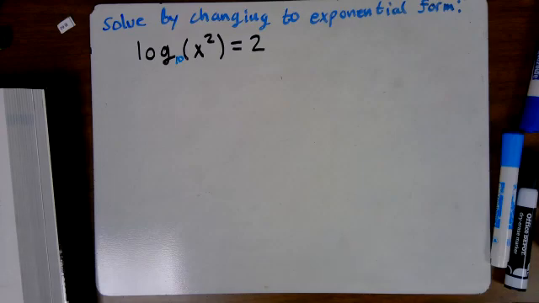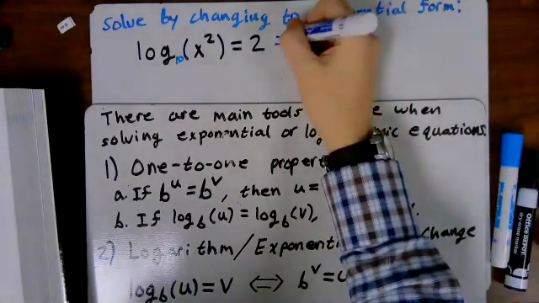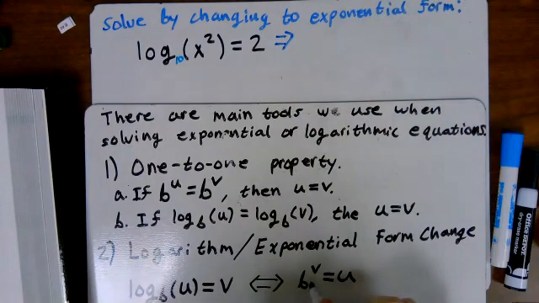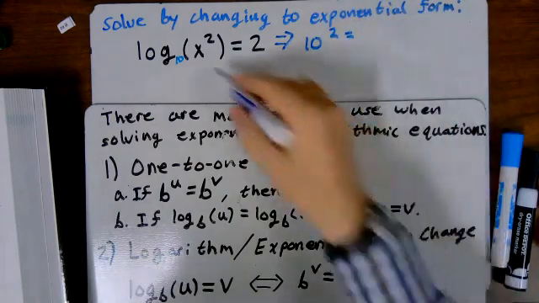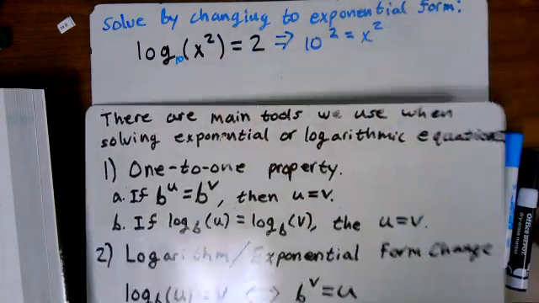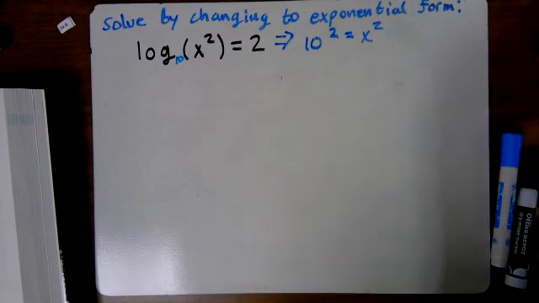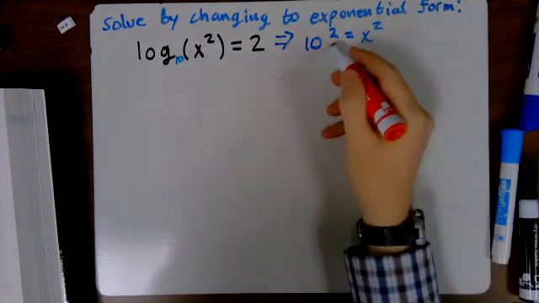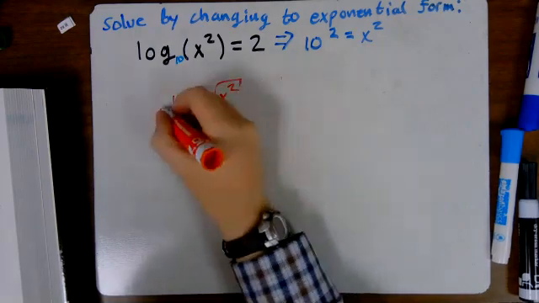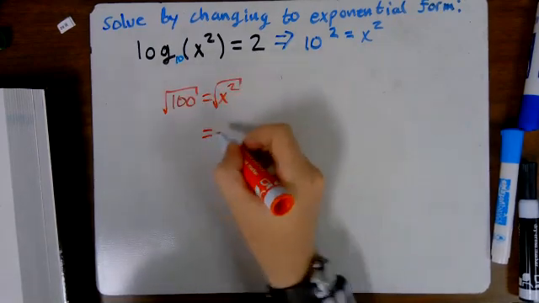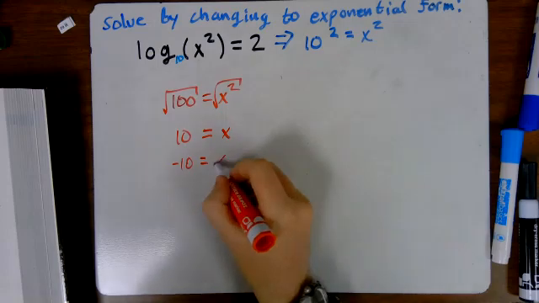So, using this property, that means that we can rewrite this as 10 to the second power equals our inside there, which is x squared. Let's take it from there. So 10 squared, of course, is 100. Take the square root of both sides. We have x equals 10, although we'll also have x equals negative 10 as well. There we go.